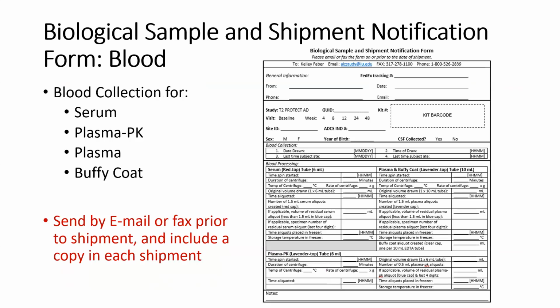We ask you to record all this information for the serum, plasma, and buffy coat collection from the 10 ml EDTA tube, and also for the plasma PK aliquots from the 6 ml EDTA tube. Again, this is a really great place to mark any deviations in protocol processing that happen. If a sample is hemolyzed, or a sample with low volume, or really anything out of the ordinary, you can go ahead and write that in the notes section, and we can make sure to let our staff know that if anything out of the ordinary is to be expected.